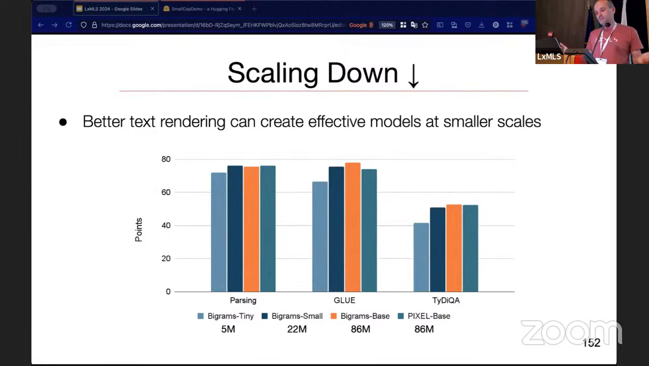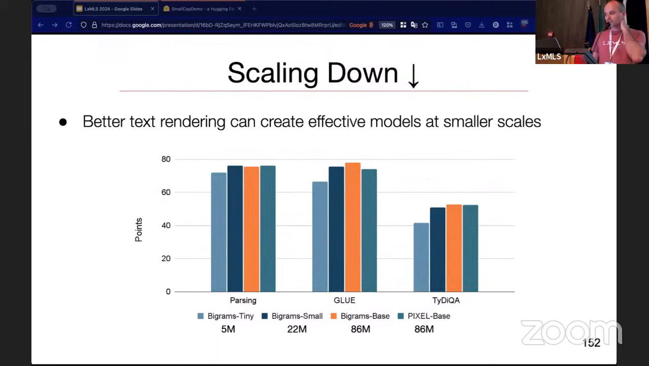And then we can, this is not distillation. This is not some kind of compression of a pre-trained model into a smaller model. This is training from scratch. So a 22 million parameter model performs almost the same as an 86 million, and a 5 million parameter model, which you could run anywhere, performs worse, but it's still surprisingly resilient at this really small scale.